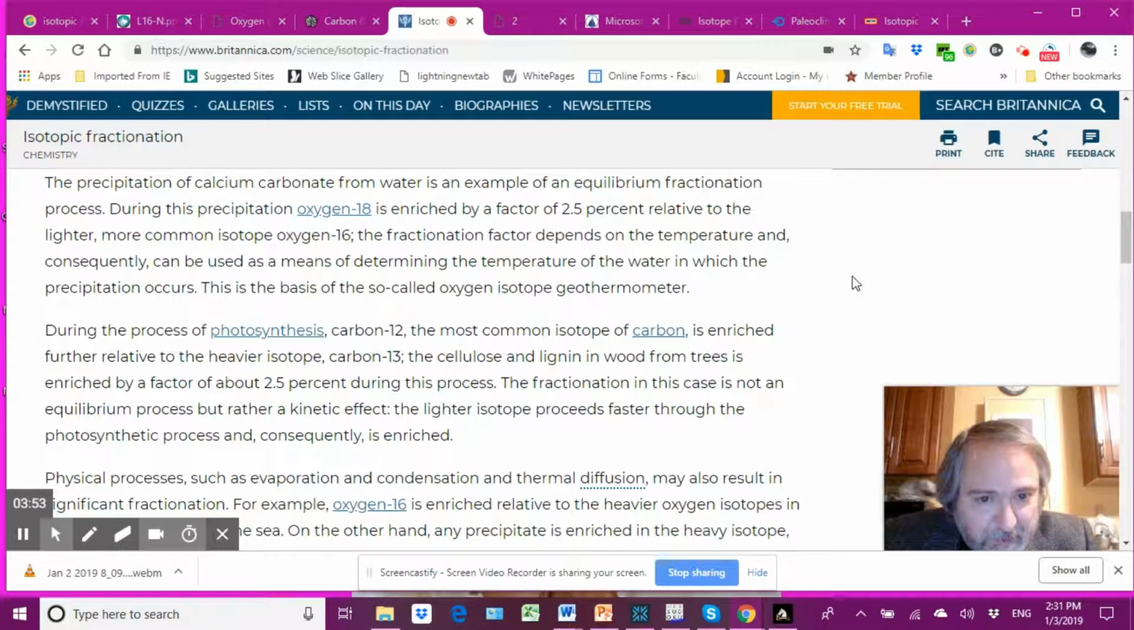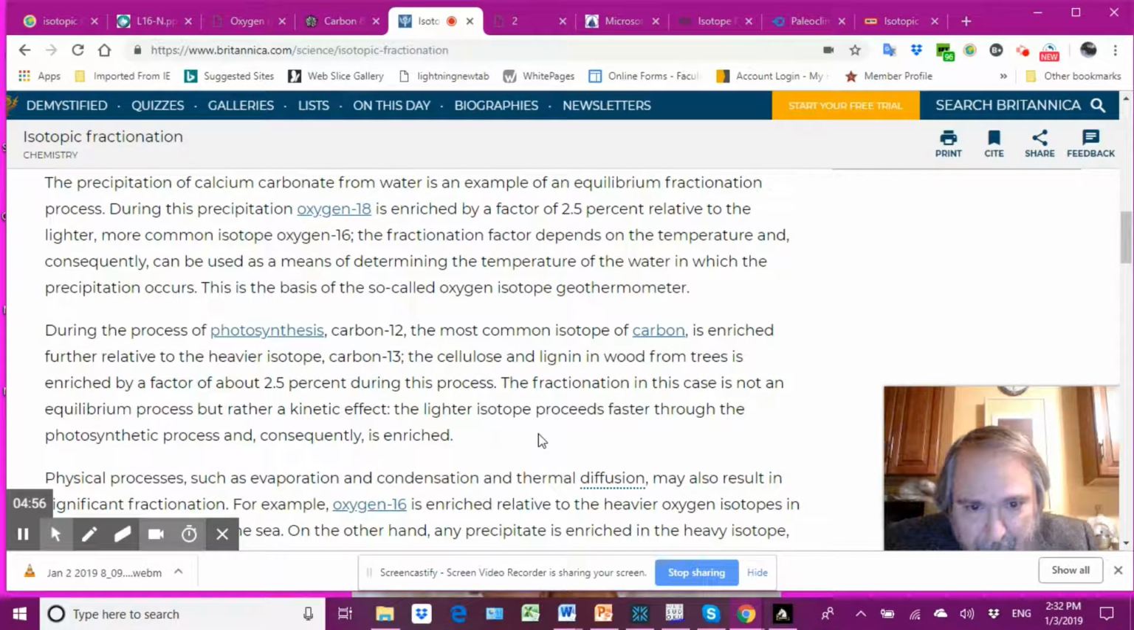Now, you heard me mention carbon just a few moments ago. During the process of photosynthesis, carbon-12, the most common isotope of carbon, is enriched further relative to the heavier isotope carbon-13 or 14. The cellulose and lignin in wood from trees is enriched by a factor of about 2.5% during this process. The fractionation in this case is not an equilibrium process such as oxygen in calcium carbonate, but is a kinetic effect. The lighter isotope proceeds faster through the photosynthetic process and consequently is enriched. It's kinetic because there are actual chemical reactions taking place. The organism is photosynthesizing, so there are chemical reactions going on. That will further enrich the C12 because it can cycle through faster, preferentially selected.